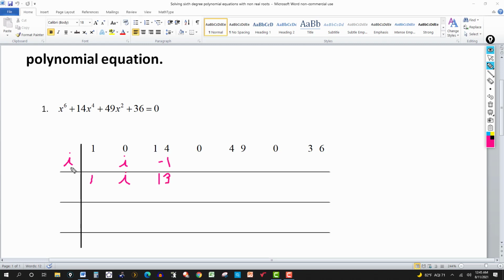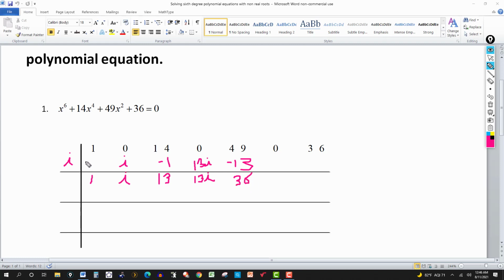And then we go to the next one. i times 13 is 13i. 0 and 13i is 13i. And then we multiply by i over here. i times 13i gives me 13i squared. But again, by definition, i squared is negative 1. So this becomes a negative 13. 49 add negative 13 is 36.